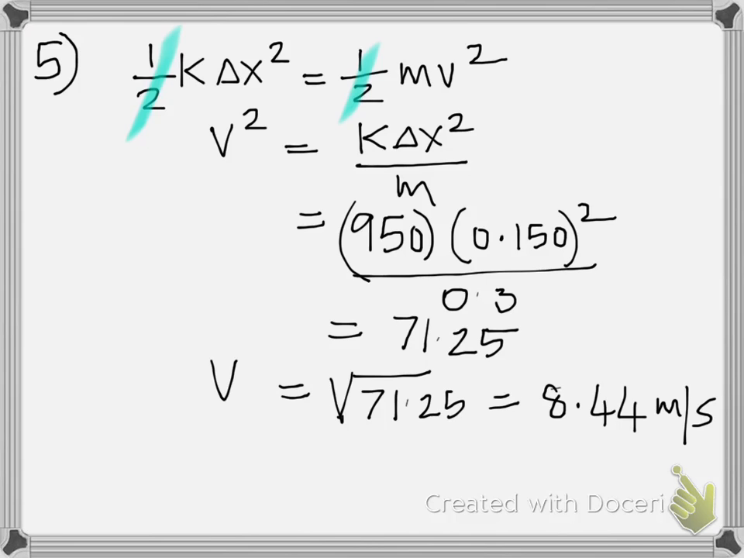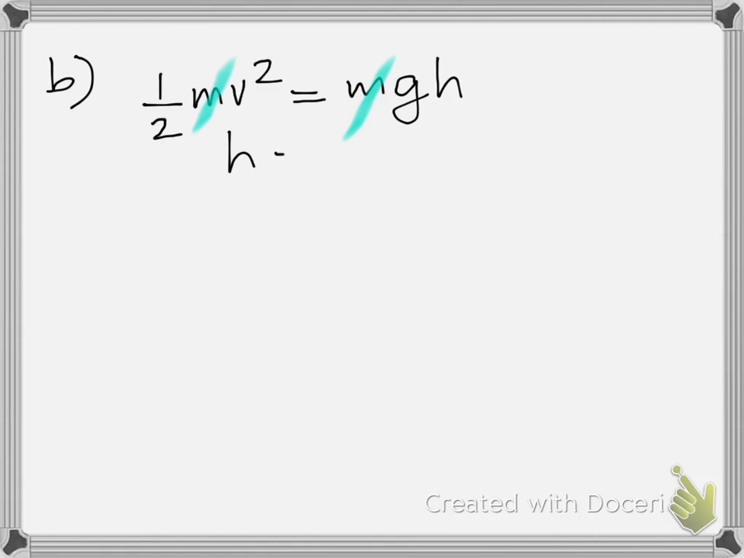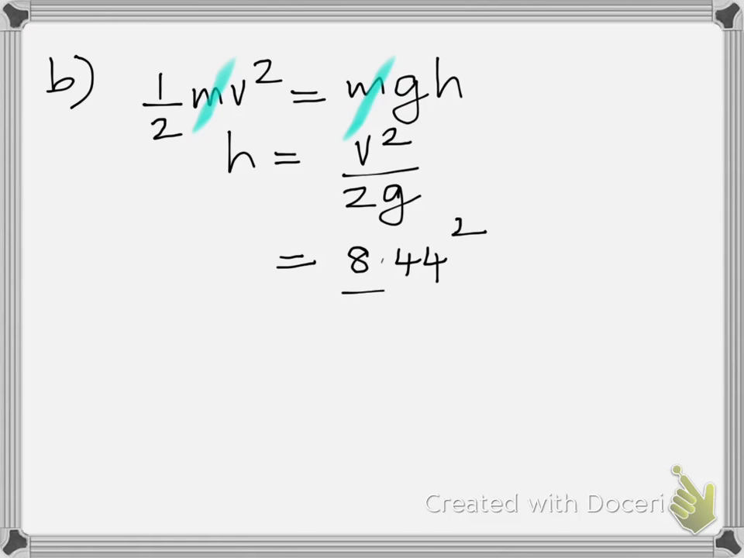In the B part, it says how high will it go? So what kind of energy is it going to have when it goes up? Potential energy. So what do you do now? The kinetic energy is going to get converted into potential. You see that? So you say 1/2 mv squared is mgh. Cancel the masses. You have to find the height. V squared by 2g, which is 8.44 squared divided by 2 times 9.8. Which gives you 3.634 meter.